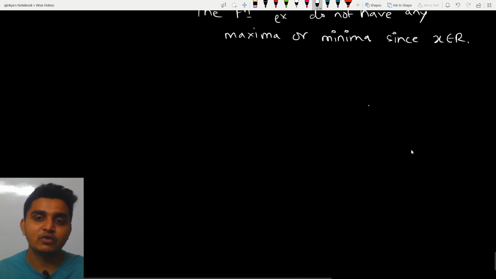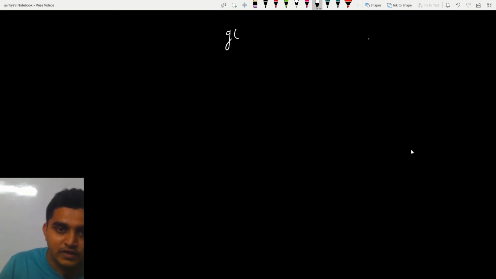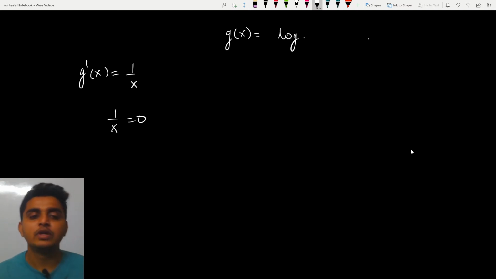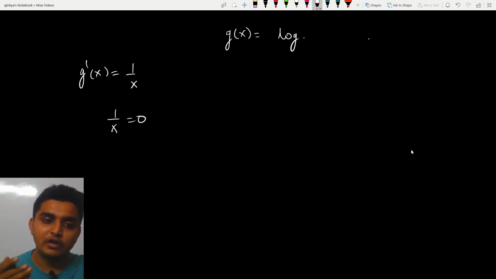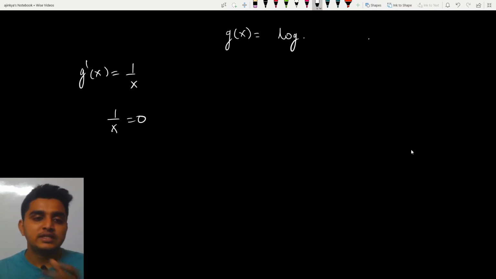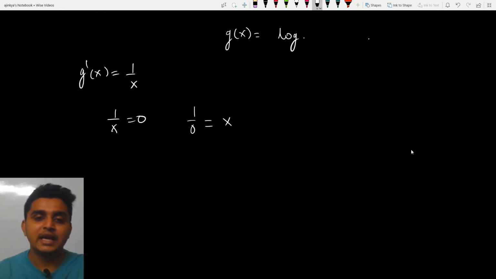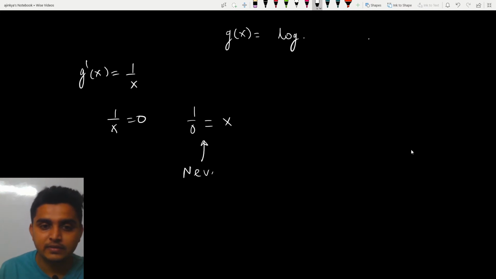Now we will take the second question. The second question says that g of x is equal to log of x. If we go through the first derivative test similarly, g dash of x is equal to 1 upon x. If we equate it to 0, 1 upon x equals to 0, we can clearly see that there is no value of x where 1 upon x is equal to 0. Since this cannot be defined, 1 upon 0 is never defined in mathematics, right?